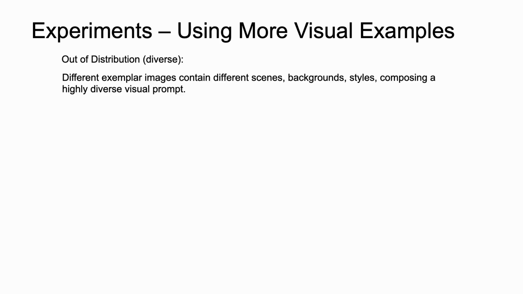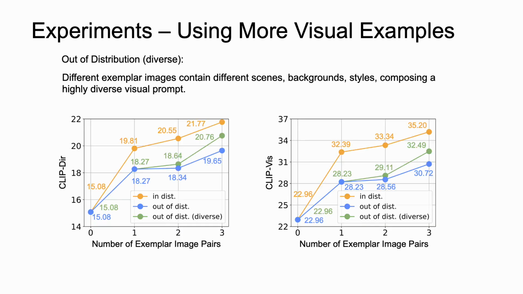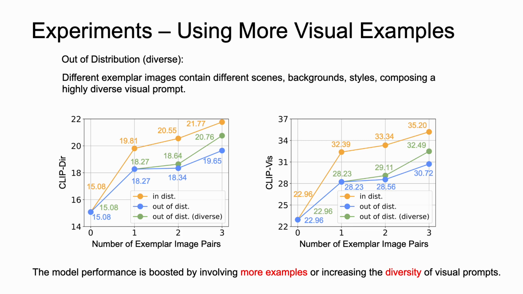In these experiments, we further test the scalability of our model by increasing the number of exemplar images. Since we have more than one exemplar pair, we introduce a variant of out-of-distribution setting, in which the exemplar images are diverse in contents. In contrast, the regular out-of-distribution setting uses exemplar images that have similar visual contents. Here are the results. We find that the model performance can be improved by either using more exemplar images or increasing the diversity of visual prompts. This result validates the strong scalability of our model.